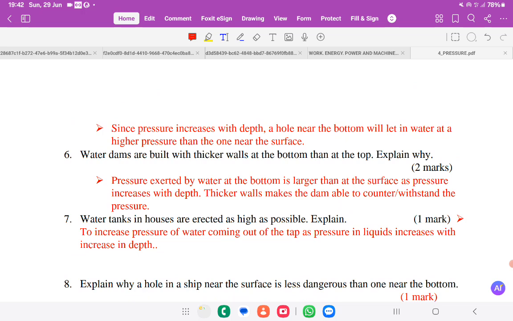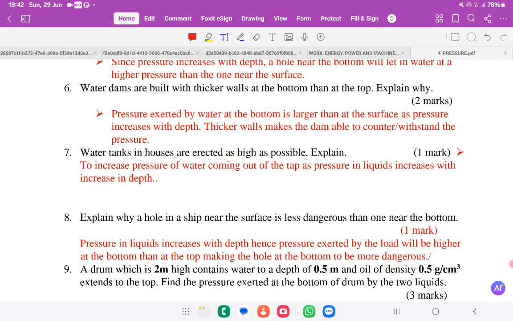Okay, so the response that was needed there is, since pressure increases with depth, the hole near the bottom will let in water at a higher pressure than the one near the surface. That's very, very important to note.